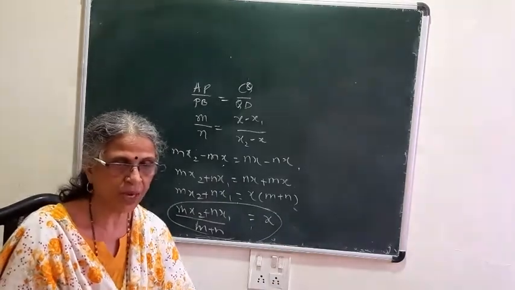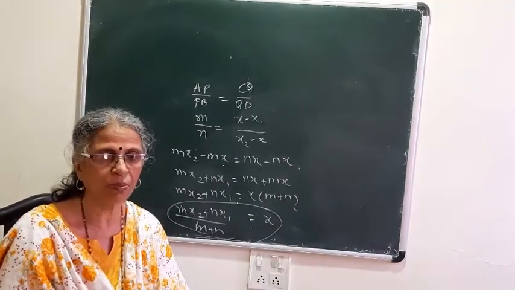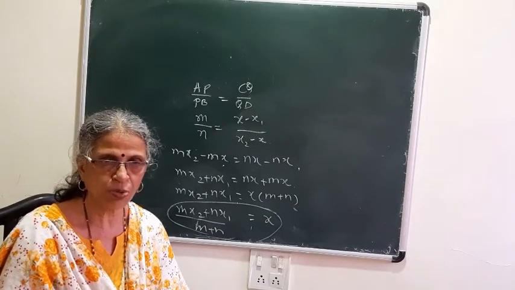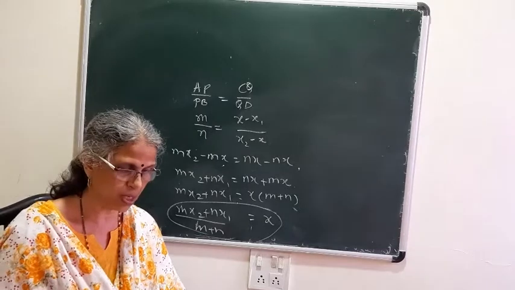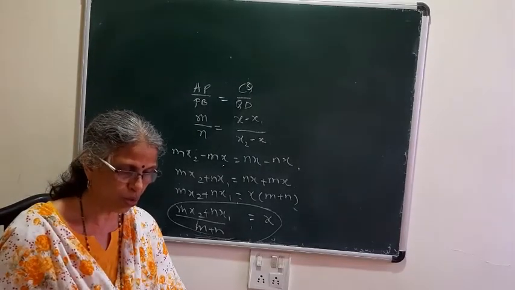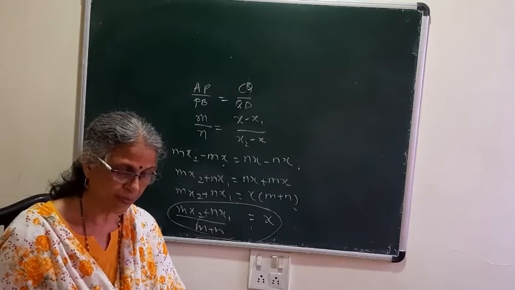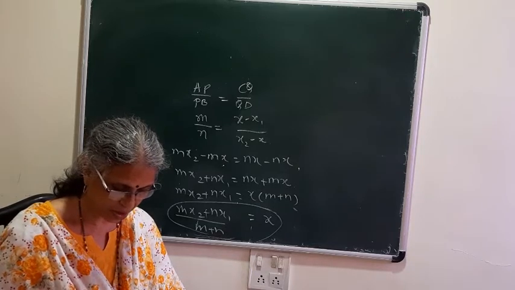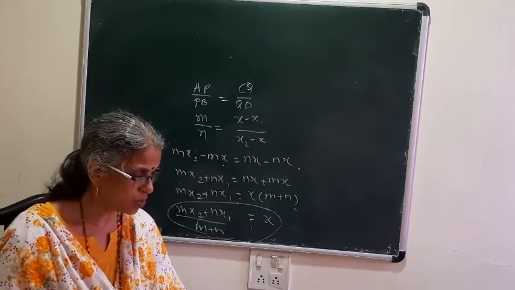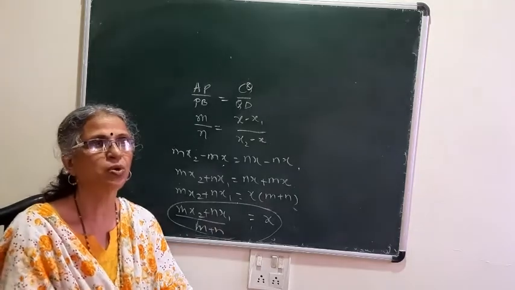First, practice set 5.1 we have solved on the basis of the distance formula, root of (x2 minus x1) whole square plus (y2 minus y1) whole square. Now for practice set 5.2, we are going to use this first formula, which is the section formula of internal division. So you take it down first.